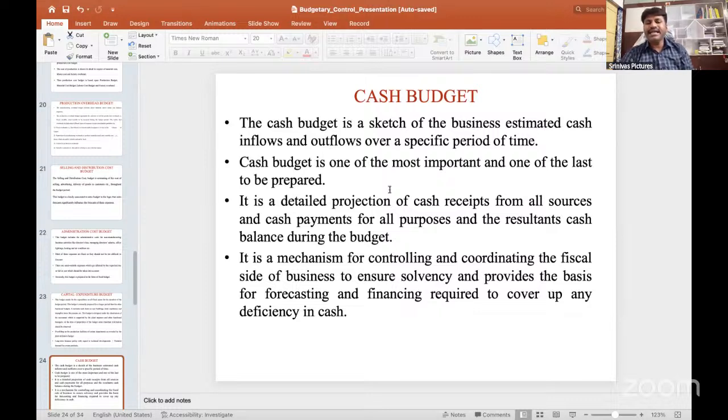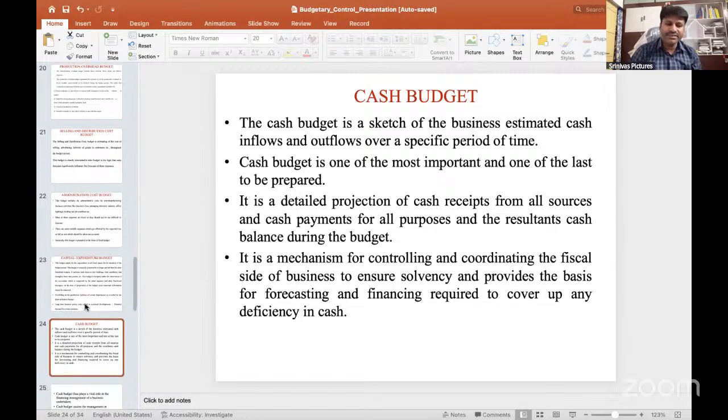Generally it is a detailed projection of the cash receipts from all the sources and cash payments for all the purposes. So it talks about from which sources we are receiving the cash, in different categories, and where we are applying this cash. The amount we receive and the amount we spend, all of that we are going to discuss in the cash budget. It is a mechanism for controlling and coordination of the fiscal side of business, ensuring solvency, and provides the basis of forecasting and the finance required to cover up a deficiency.